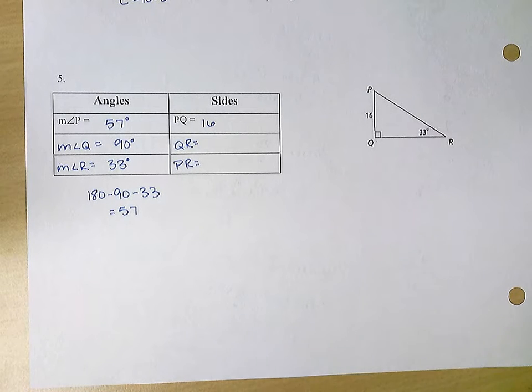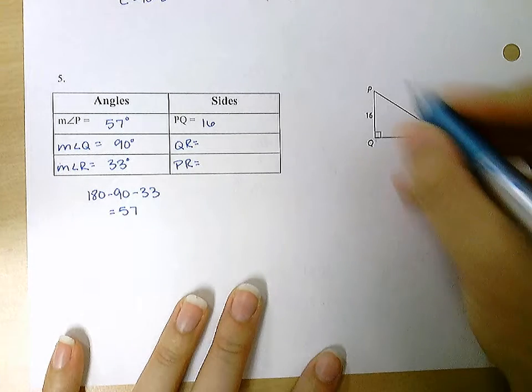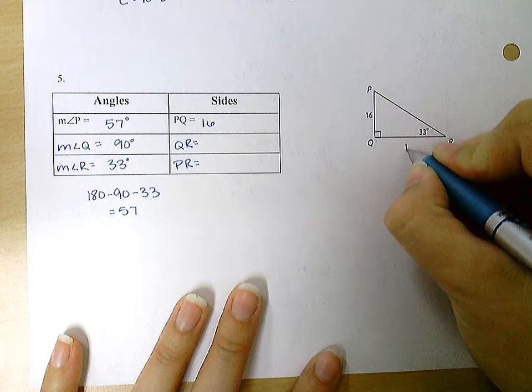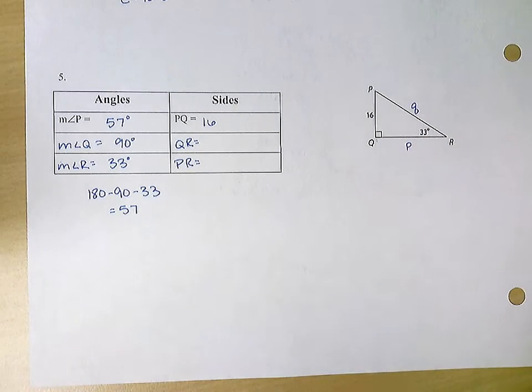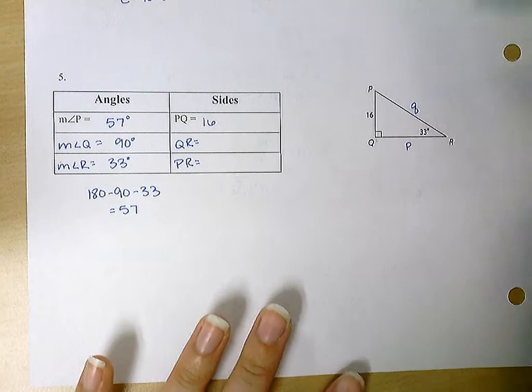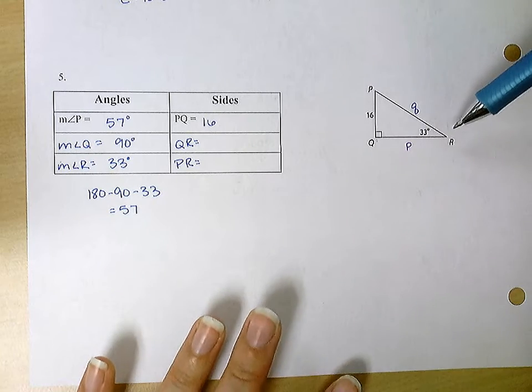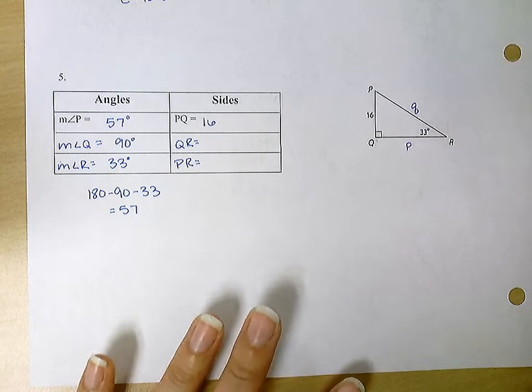Now I need my other two sides of this right triangle. I need this side over here, I'll label it P, and this side over here, I'll label it Q. Doesn't matter what you label them. You can label them X and Y, A and B, anything like that. So I'm going to use my trig ratios to solve for one of these sides.